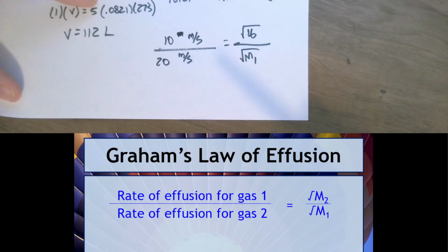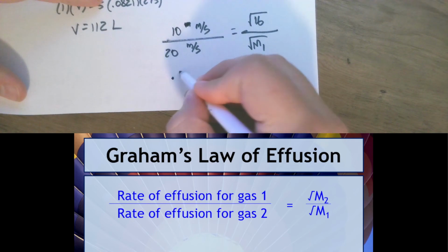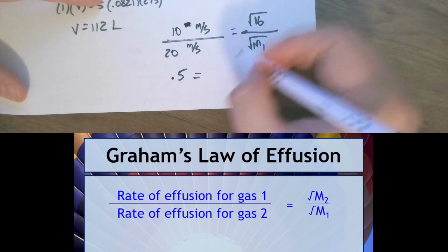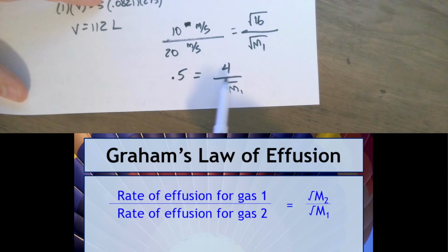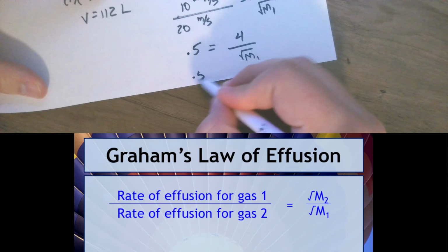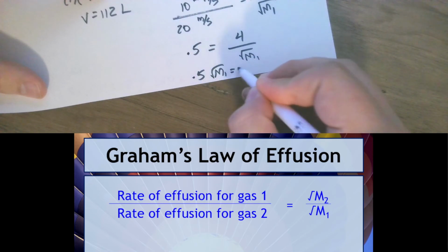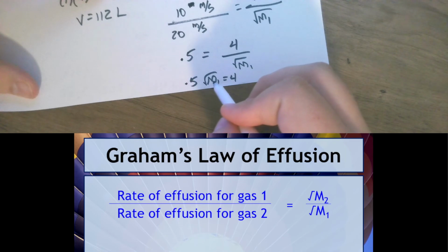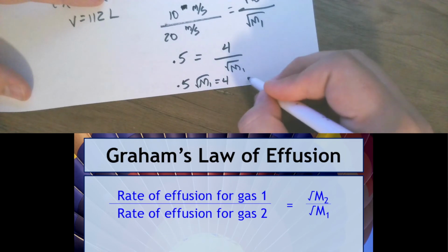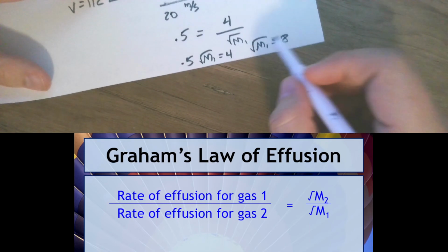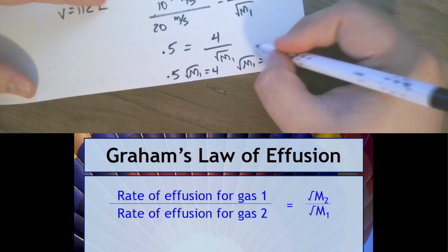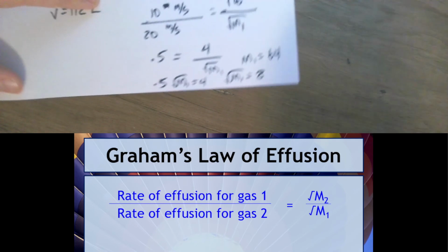If we have this information, we can solve for the molar mass of the first gas when we're comparing them. Okay. So I'm just going to solve this. This is 0.5 equals the square root of 16, which is 4, over the square root of M1. Multiply up: 0.5 times the square root of M1 equals 4. Divide: the square root of M1 equals 8. And then we have to square each side. M1 equals 64.